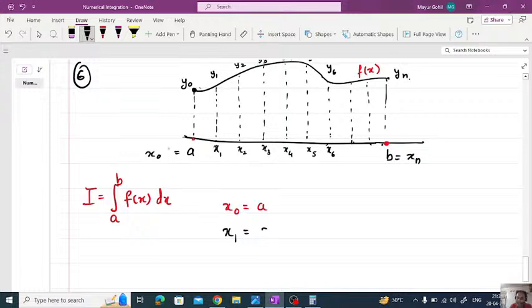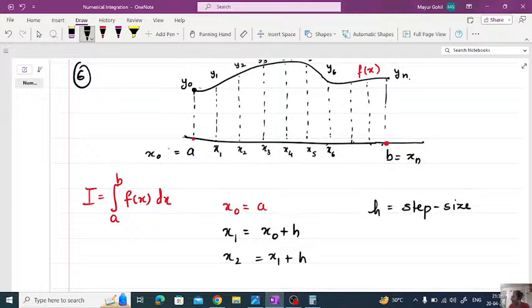x1 is obtained by getting x naught plus h. Then x2 is obtained by x1 plus h. x1 में h add करेंगे. h is what? h is called step size. Step size, or the portion in which you are dividing the interval.